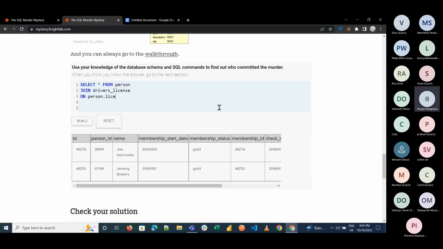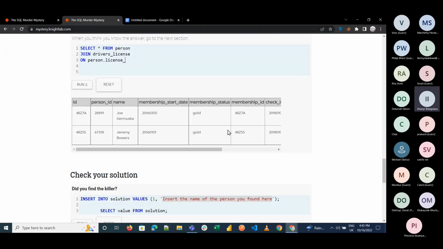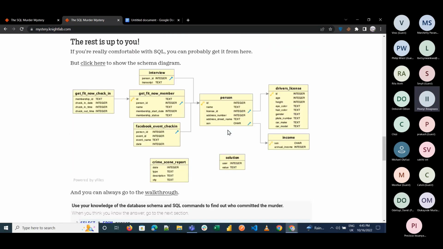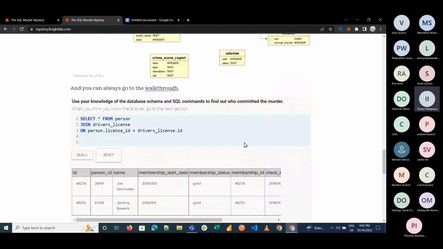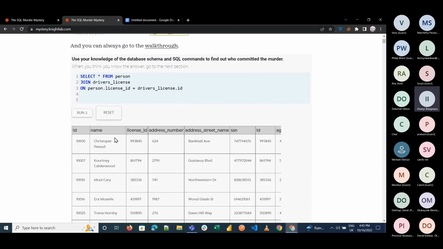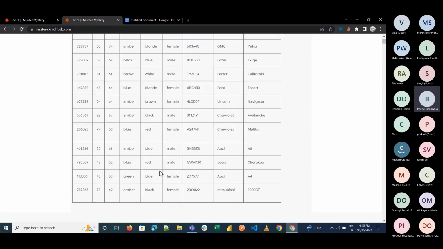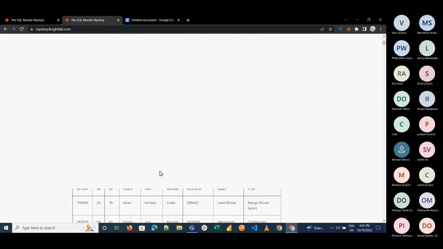So license ID, where this license ID is equal to the driver's license ID. Okay, let's run this first of all for now. This is taking a while. Yeah. So now it gives us a very long list. It literally joins the two tables together. There are a lot of names there.